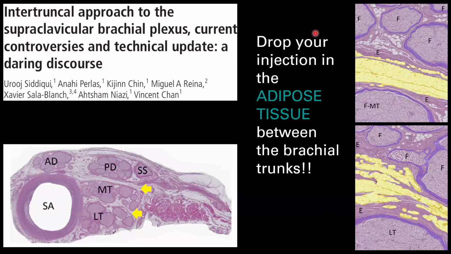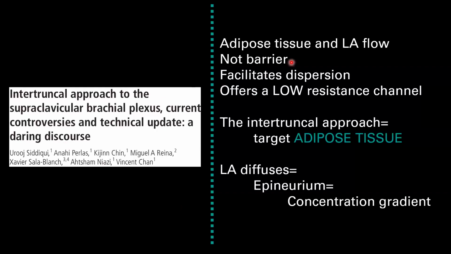So what I recommend is drop your injection in the adipose tissue between the brachial trunks. That's all you have to do between these two areas. If you can get hold of these two areas and inject local anesthetic just at the corner, you need not go right inside, because this adipose tissue is giving you the least resistance path through which the local anesthetic can spread all around. And this is a modern way of giving the block: target the adipose tissue.